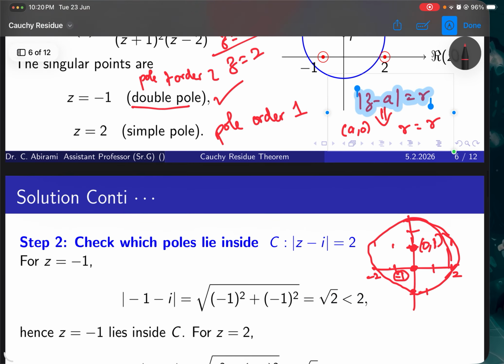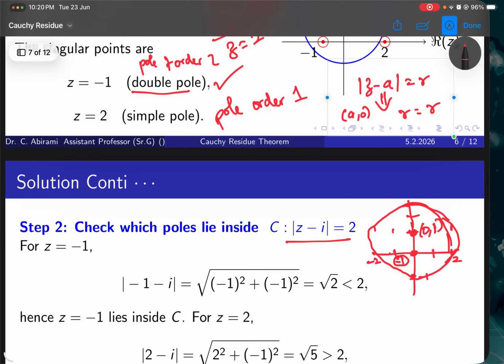Suppose you have a doubt about sketching the diagram, another method is also there. You can directly substitute the value of z in this region. So put z equal to minus 1. Modulus of minus 1 minus i means square root of (minus 1) whole squared plus (minus 1) whole squared. So root 2. Root 2 is 1.41 or so. This value is obviously less than 2.